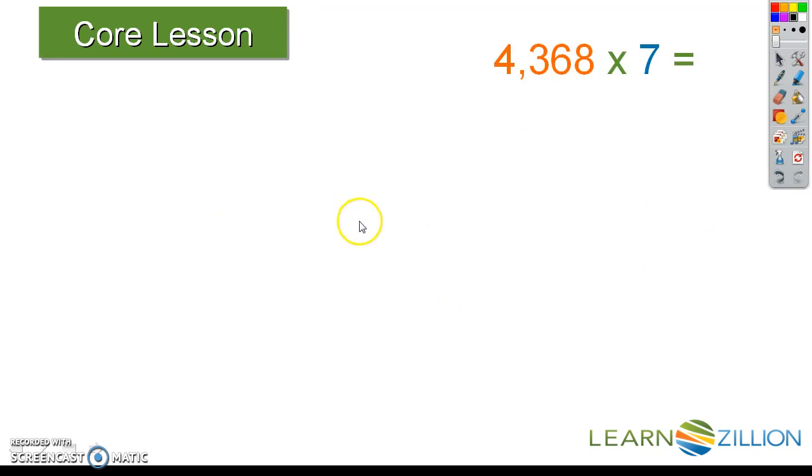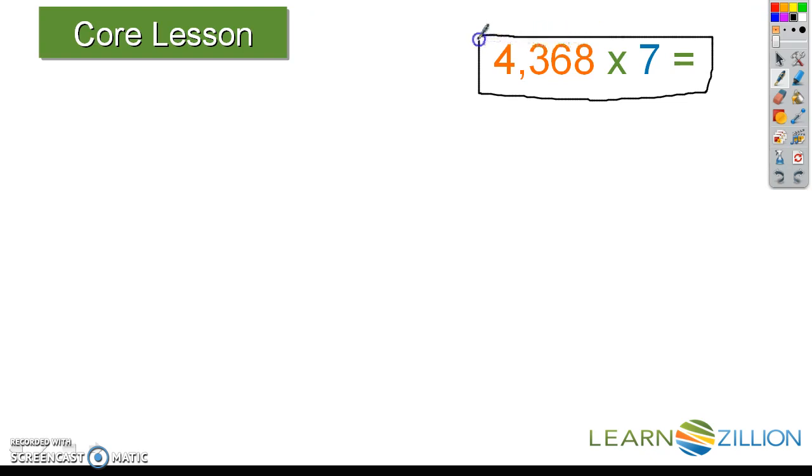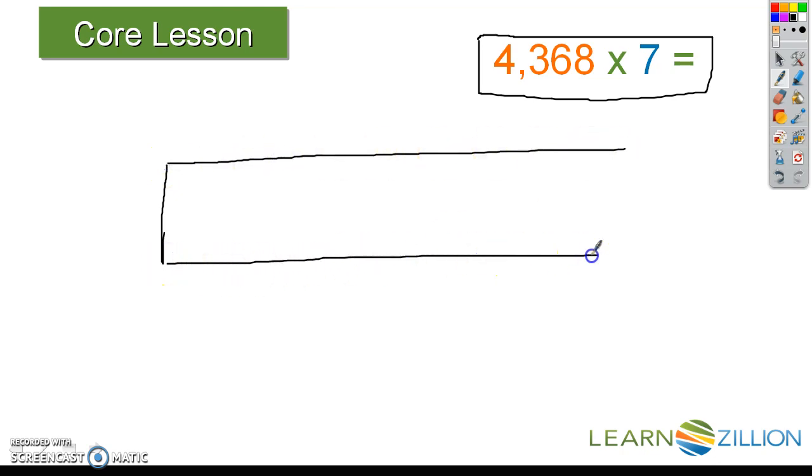All right, so now this is a 4-digit by 1-digit, but this is the entrance ticket problem. So on your entrance ticket, I want you to draw this. Now remember, your box is going to need 4 spaces, not 3. So I'll just give you a quick clue here. So make sure you draw your box with 4 spaces.